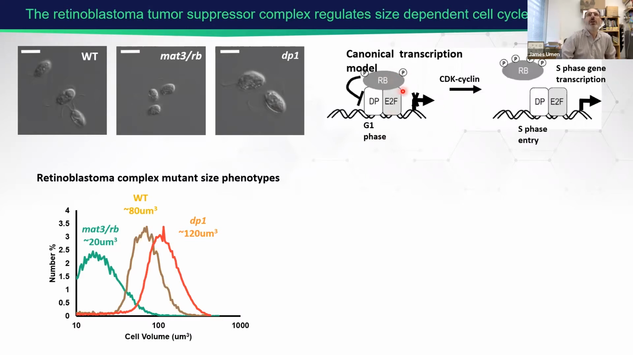The canonical idea in the literature is that this transcription factor turns on transcription of cell cycle genes. And I just showed you that there is cell cycle controlled transcription in Chlamydomonas. To our surprise and somewhat consternation, we see no evidence that this complex in Chlamydomonas has anything to do with cell cycle transcription, though it clearly controls the extent of cell cycle progression and that sizer mechanism.